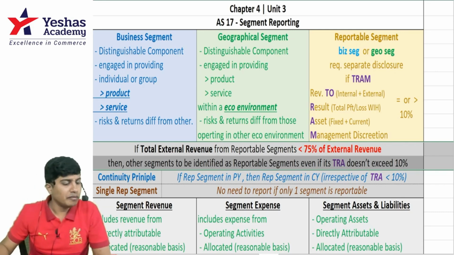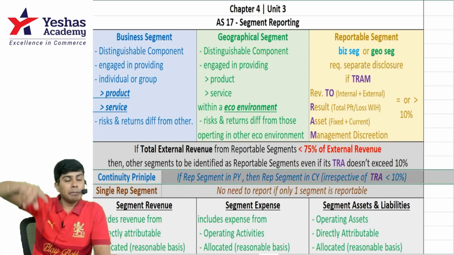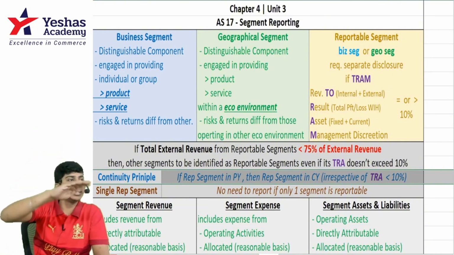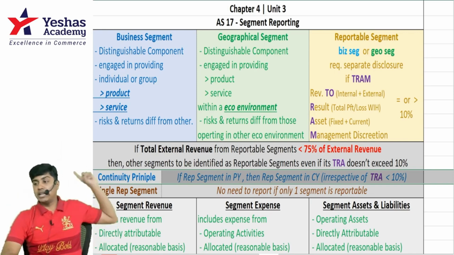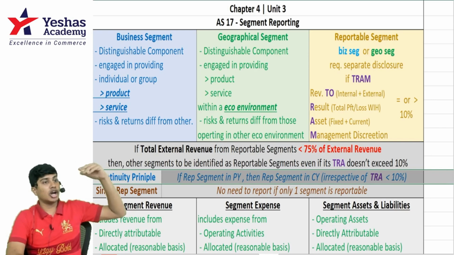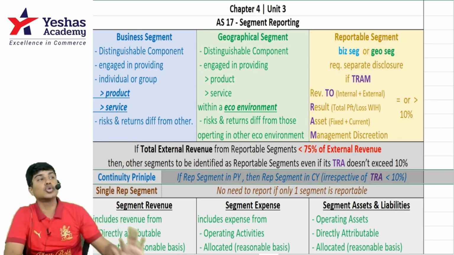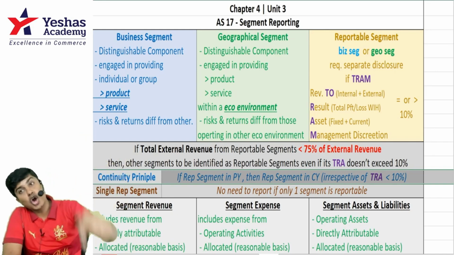Then there is one more. It says that if a segment is reportable in the previous year because of turnover, result, or asset being 10% or more, it is reportable in the current year also.